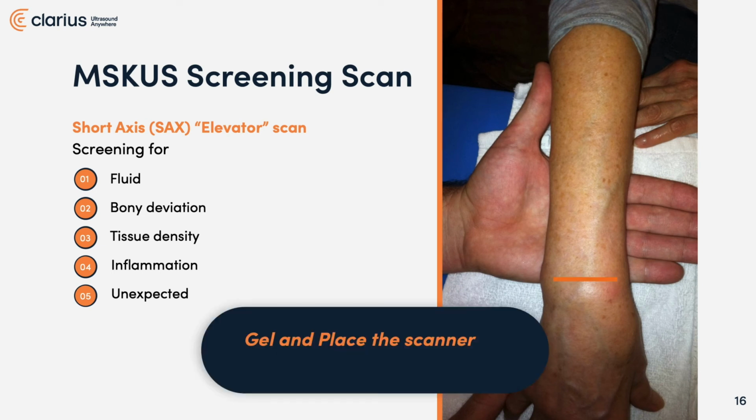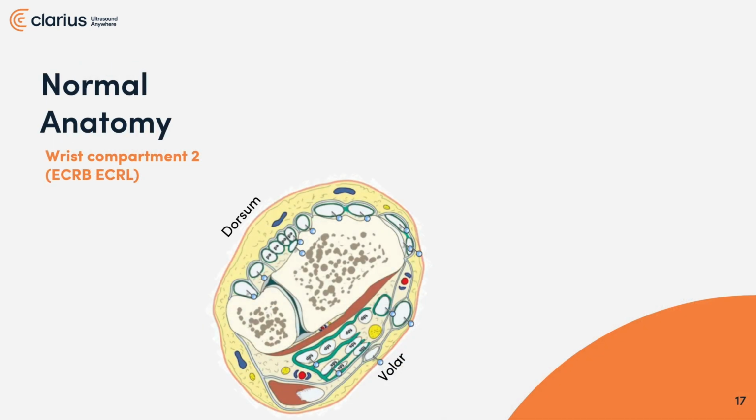So I got my gel. I placed it on the back of her wrist in the area of where she was hurting. And I began to move the probe proximal and distal. Now let me bring to your memory what we're looking at. This is a slice of the wrist right in the area that we're looking. And so this is our compartment number 1 of the dorsal wrist. The compartment number 2 has extensor carpi radialis brevis and longus, and then there's Lister's tubercle, where I'm pointing right here.